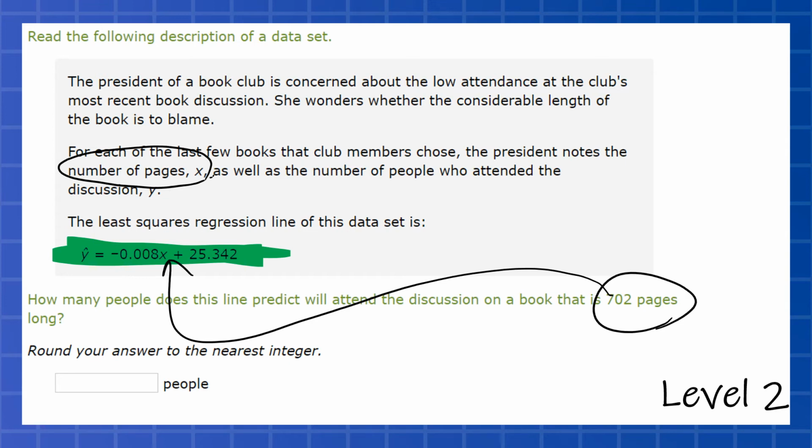Typing in my calculator negative 0.008 times 702, and then I add the 25.342. All I'm doing is plugging in 702 for X, and I get a Y value. It says round to the nearest whole number, nearest integer, of people. I actually get 30.958, but that doesn't make sense when I'm talking about people. So when I'm rounding it, I'm going to say 31 people.